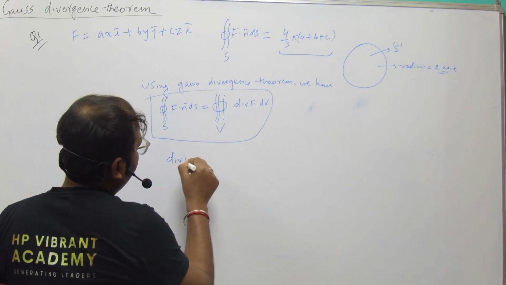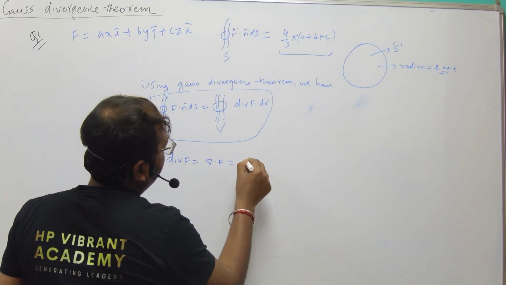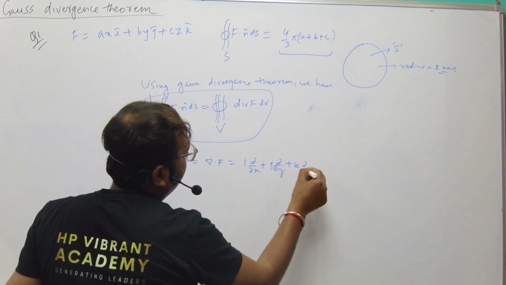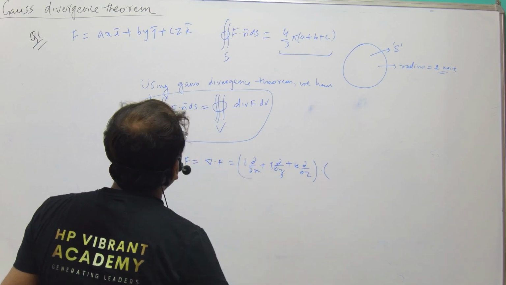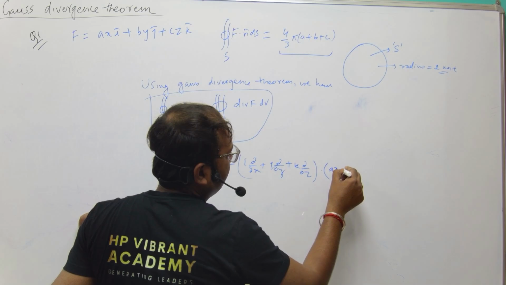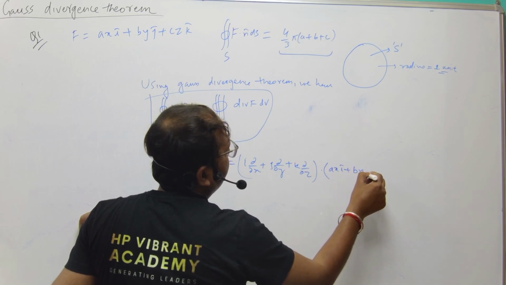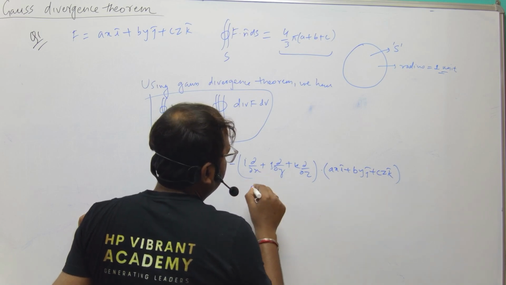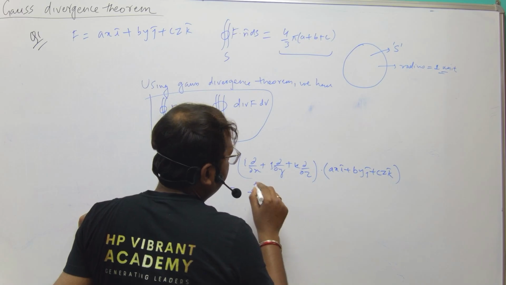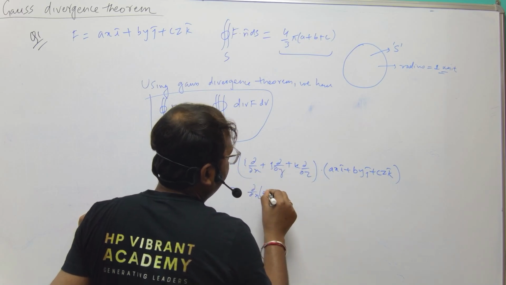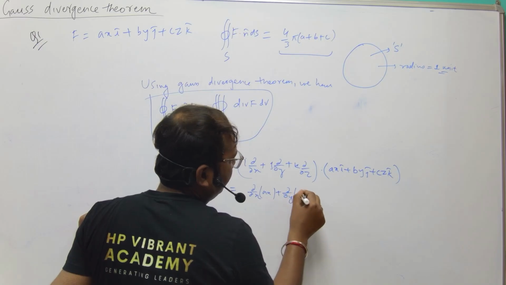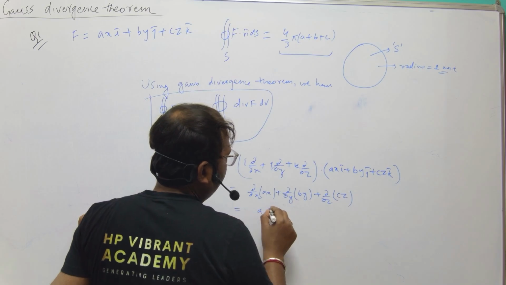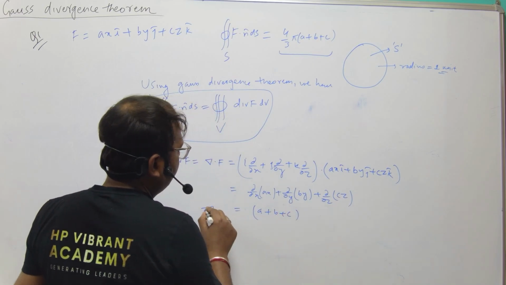The divergence of f is equal to del dot f, which is i del upon del x plus j del upon del y plus k del upon del z, dot product with f, which is ax i cap plus by j cap plus cz k cap. This is equal to del upon del x of ax plus del upon del y of by plus del upon del z of cz, since i dot i is 1. So this is equal to a plus b plus c. This is the divergence of f.